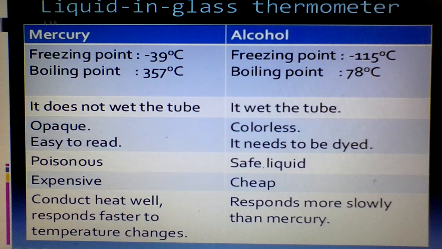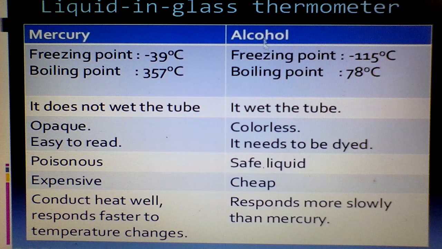Now, for liquid in glass thermometer, we can use either mercury or alcohol. Both have their own advantages. Look at the mercury: the freezing point is negative 39 degrees Celsius, boiling point 357 degrees Celsius. Mercury does not wet the tube, it has a very low adhesion to glass. Opaque and easy to read, can easily be seen. Poisonous, expensive, conducts heat well, is a good heat conductor, responds faster to temperature changes.